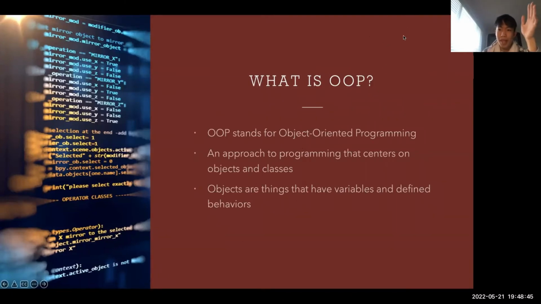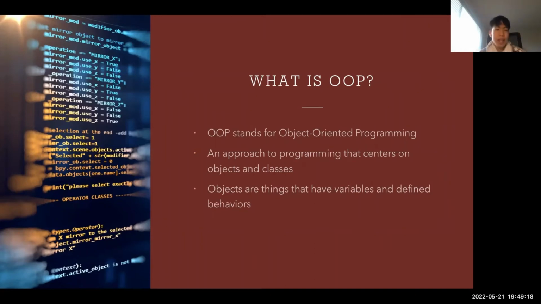Okay, OOP stands for Object-Oriented Programming. From that name, you can already tell kind of what it's about. Essentially, it's an approach to programming that centers on objects and classes, and they are what they sound like. An object could be, say, a cup, and the class of the object would be cup, and then the object would be an actual physical cup. We'll discuss what all that means in a sec.